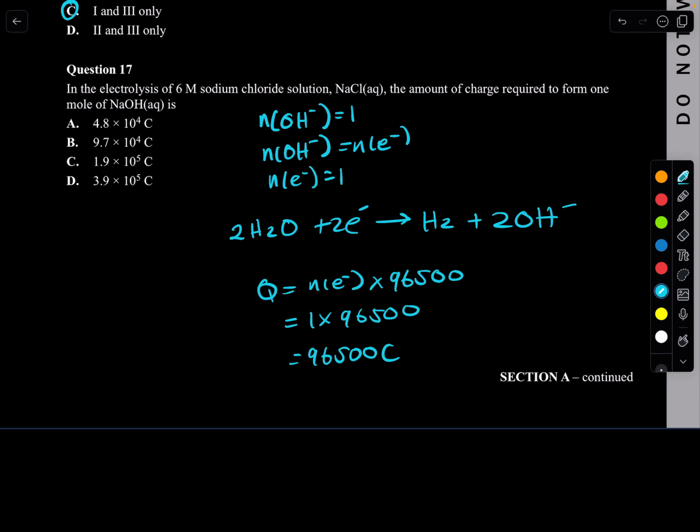Which one looks closest? It looks like B is your answer. Beautiful.